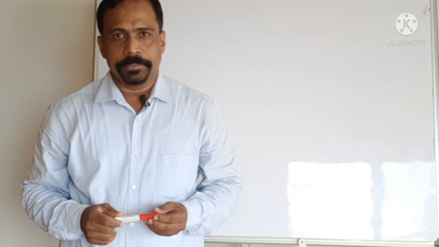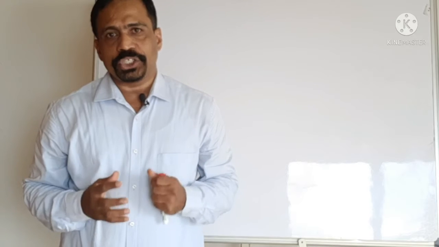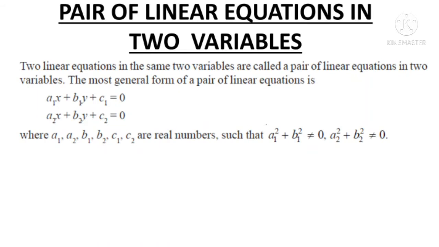So what is the definition of a pair of linear equations in two variables? Let us see it. Two linear equations in the same two variables are called a pair of linear equations in two variables.